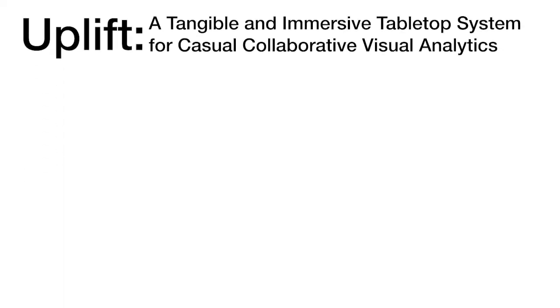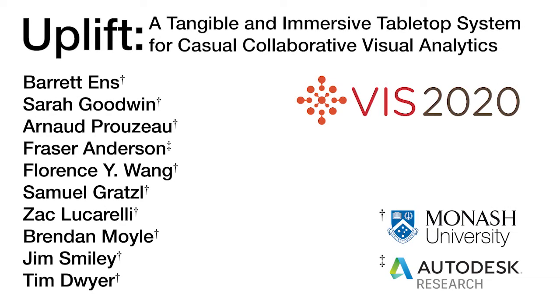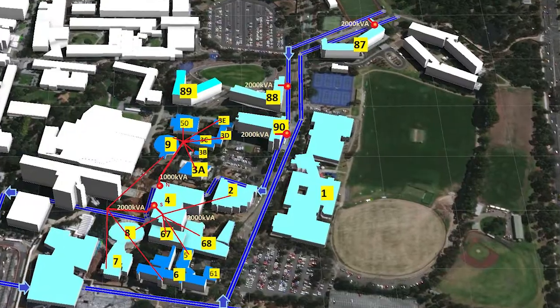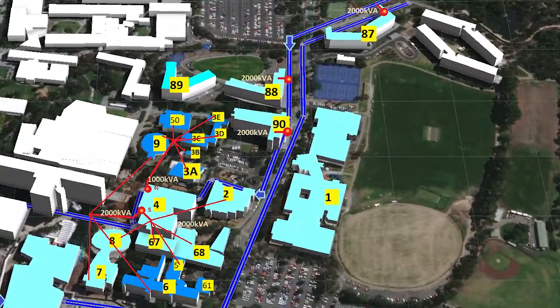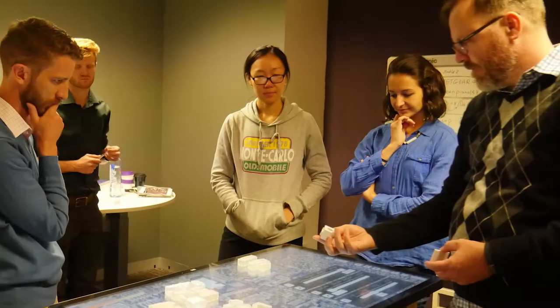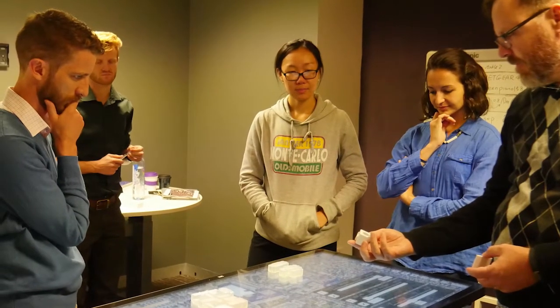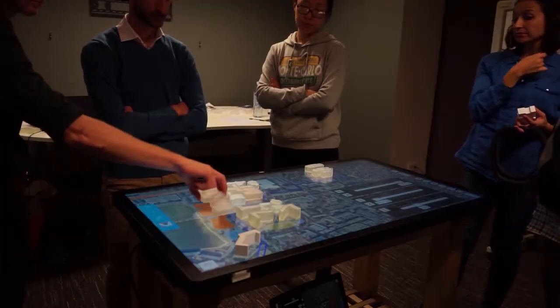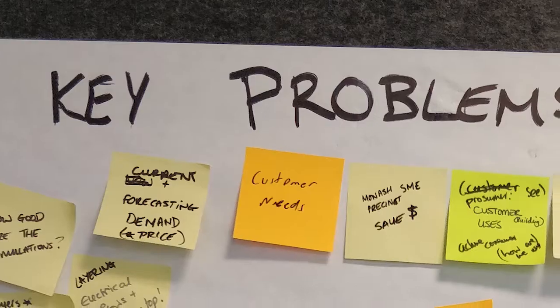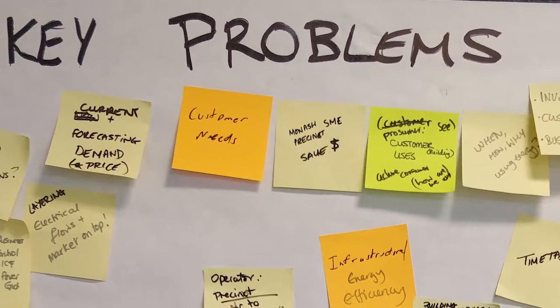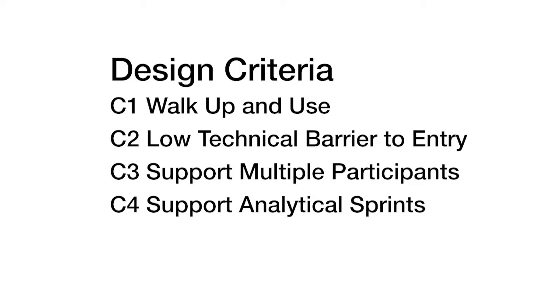We present Uplift, a system that supports casual collaborative visual analytics in the domain of smart grid technologies. We applied a co-design approach to design, implement, and evaluate Uplift with experts in energy systems and members of the Monash microgrid project. Results of initial interviews and an elicitation workshop led to 4 design criteria for supporting collaborative discussions between various experts and stakeholders.